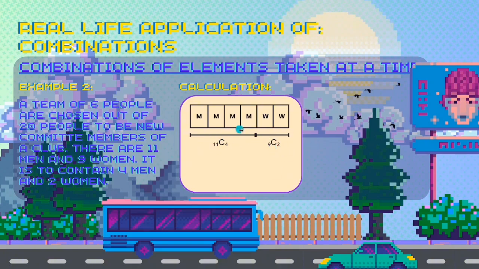So now we have 2 different combinations. So now how do we find it? We will multiply them together. So after you press the calculator or use the previous formula, you will get 330 times 36. So the answer will be 11,880 ways that the committee members will be chosen based on the gender requirements shown over here.